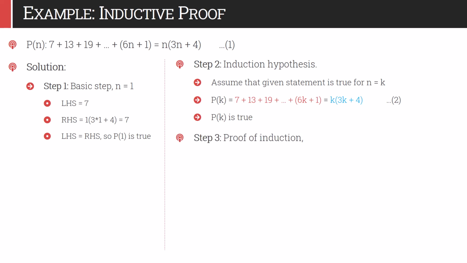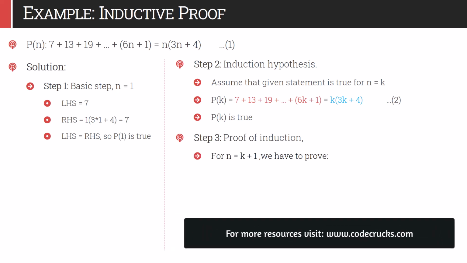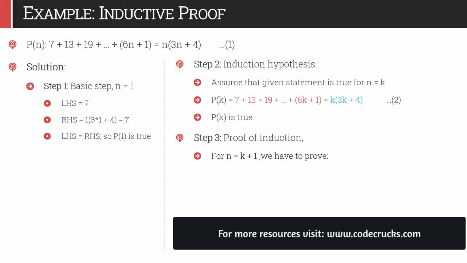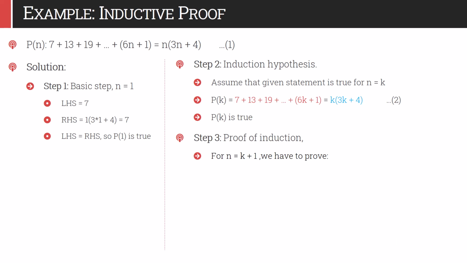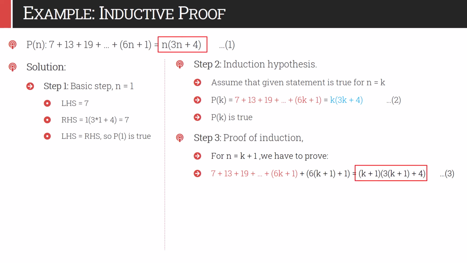In the induction step, we will try to prove our assumption for the next value of n. That is, for n equal to k plus 1, what we need to prove is, we'll replace n by k plus 1 in equation 1, or we will go up to the (k+1)th step in the series. So that would be 7 + 13 + 19, then the kth step would be 6k + 1, and the (k+1)th step would be 6(k+1) + 1, equal to, on the right hand side of equation 1 we replace n by k plus 1, so that would be (k+1)(3(k+1) + 4).